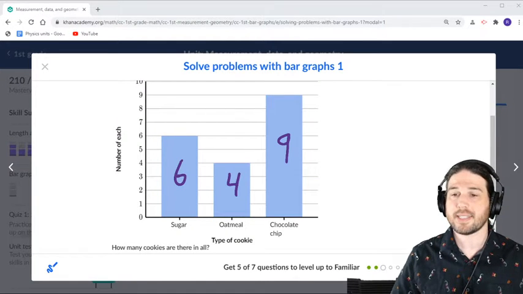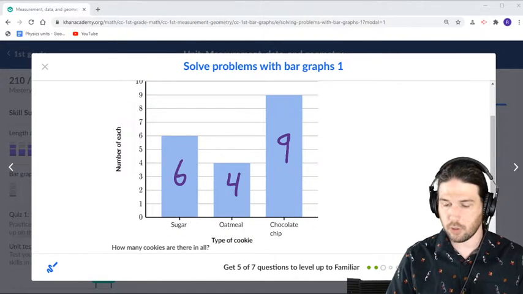So 6 and 4 is 10, and another 9 is 19 total cookies.